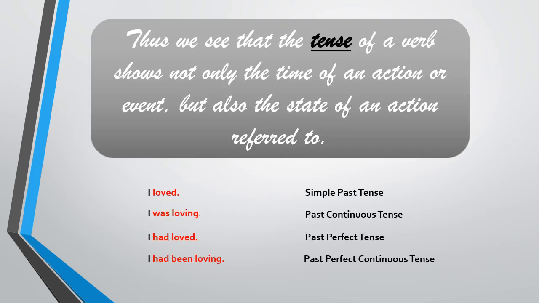Thus, we see that the tense of a verb shows not only the time of an action or event, but also the state of an action referred to. So this is a revision of all the four subtenses under past tense.